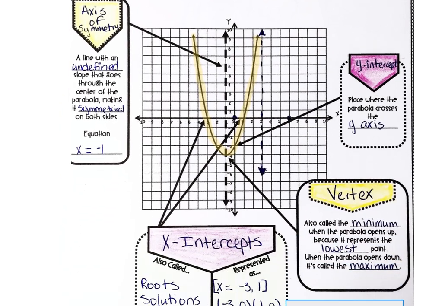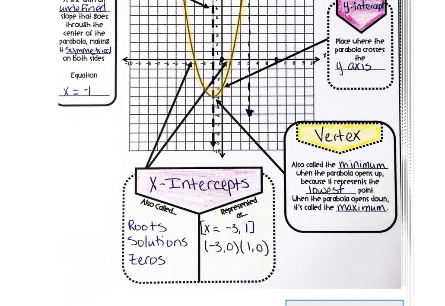All right, let's look at some others. Vertex. So this point where the parabola turns, that is called your vertex. The point where it turns. In this case, it is the minimum.